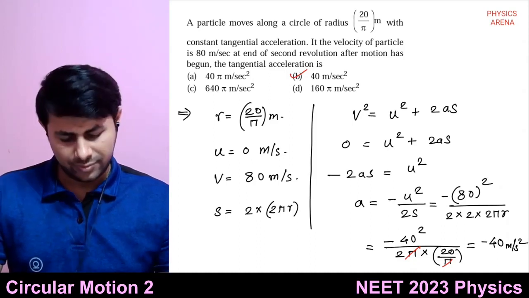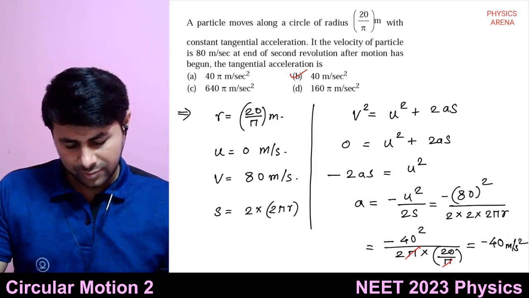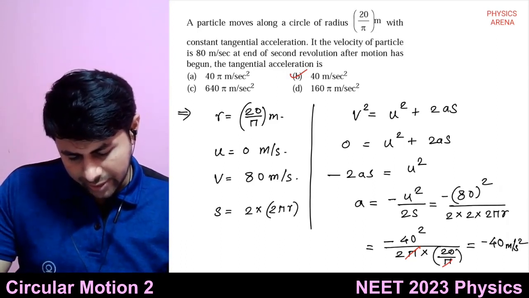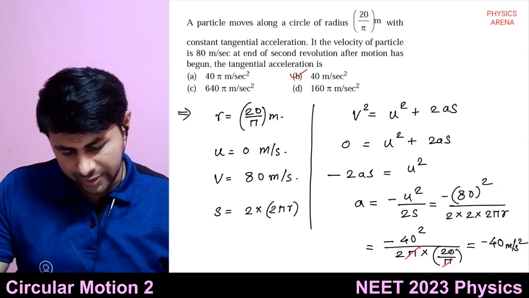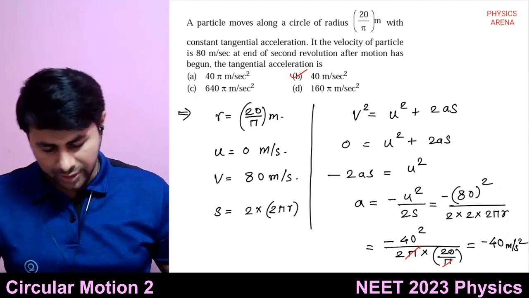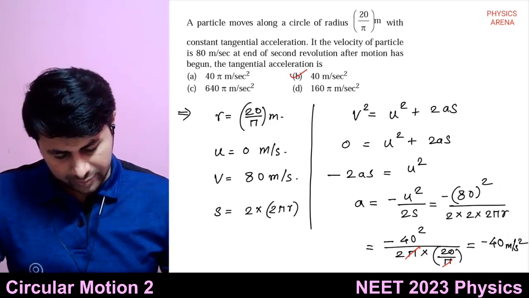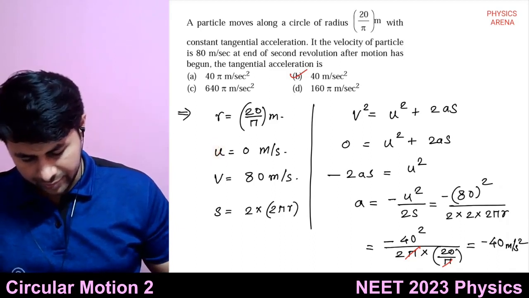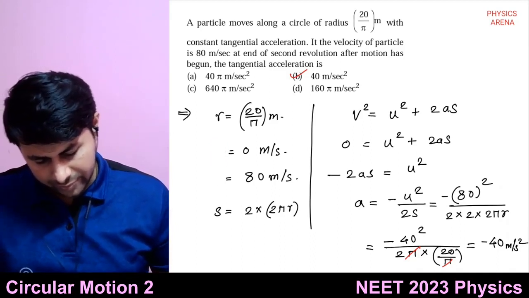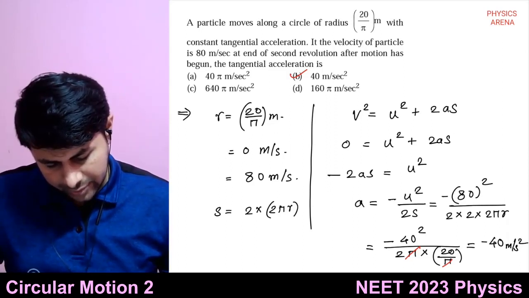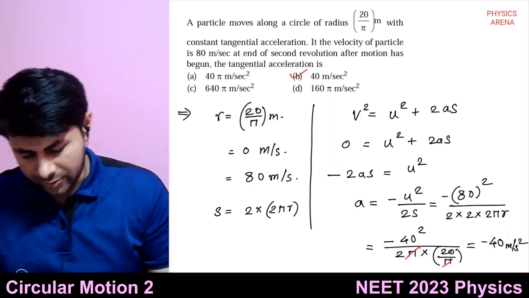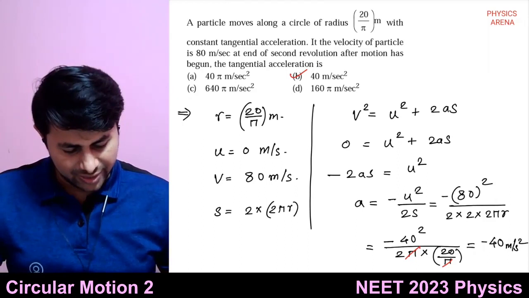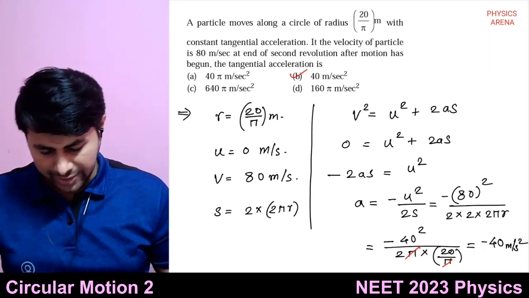Sir, initial velocity is 0, sir, for substituting. Oh, initial velocity. The particle moves along a circle of radius, this thing, if the velocity of the particle is 80 meters per second. Initial is 80. So here I made a mistake in writing. Final is 0. Velocity of the particle is 80 meters per second. No, okay, here it's correct. Here it is wrong. It is accelerating, not decelerating. So there is a negative sign.